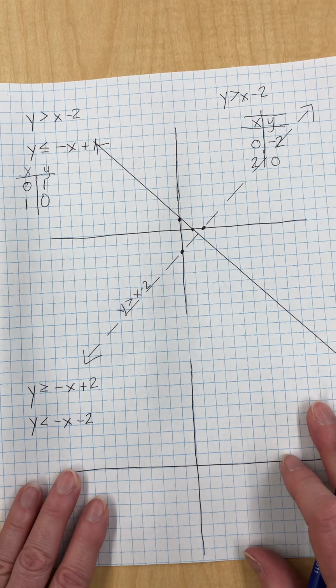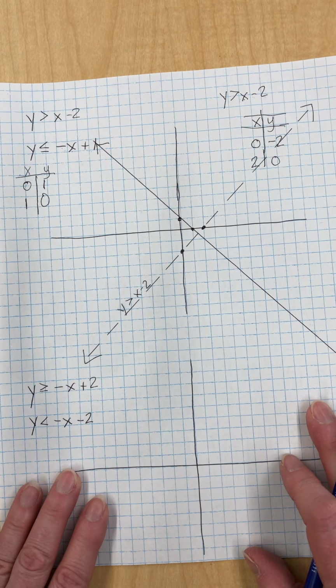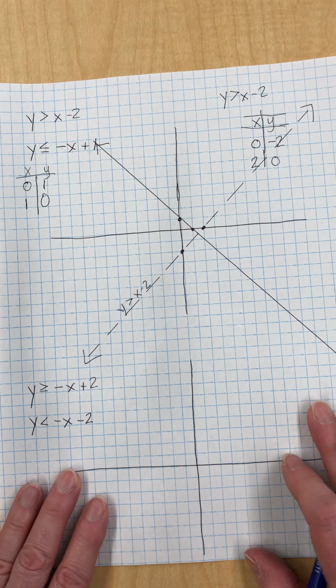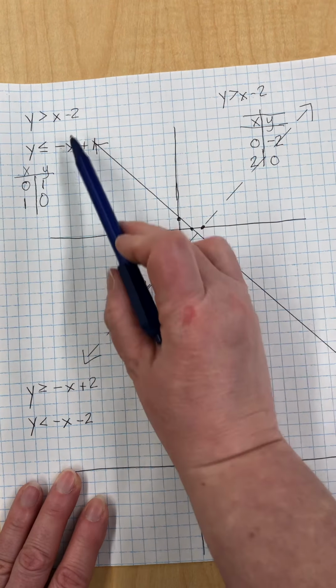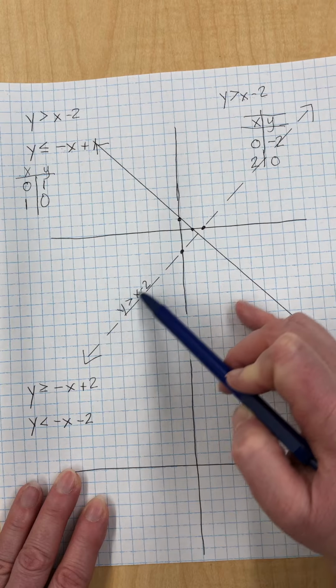Here's the best way to do it if you're not sure where things go. You want to choose a point. So let's do this one first. So you have your dashed line.